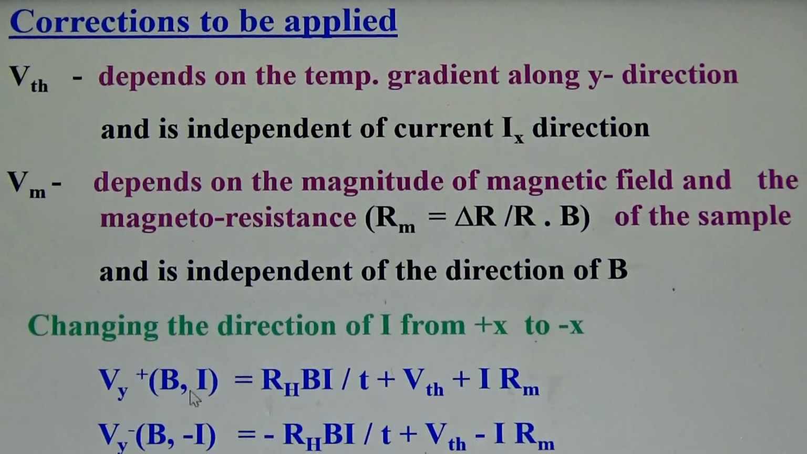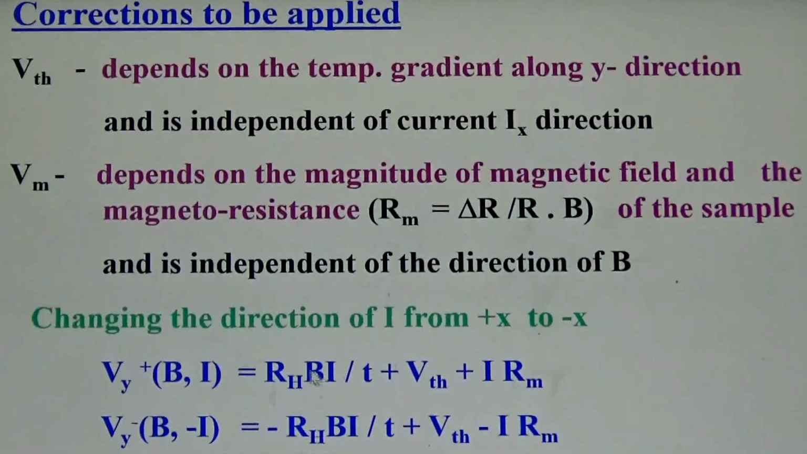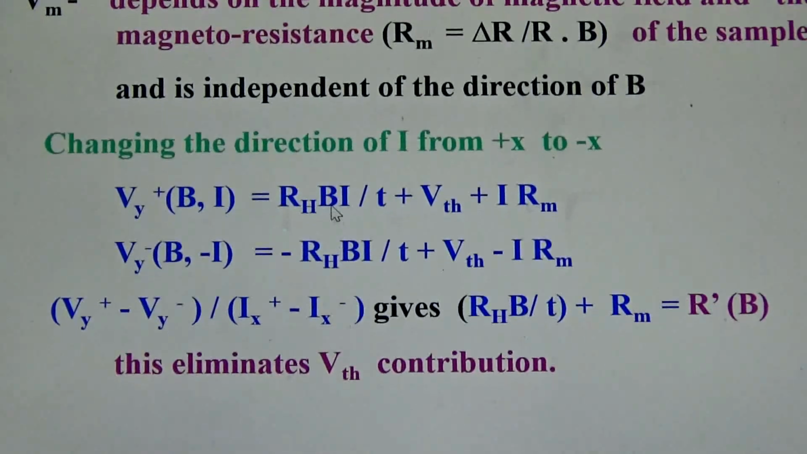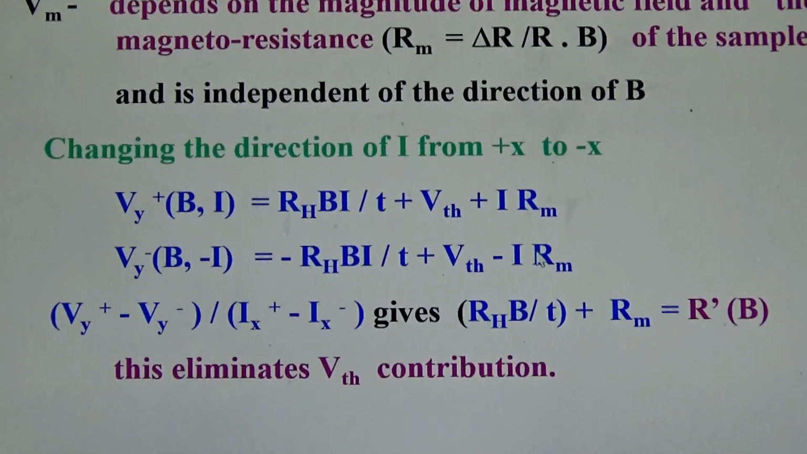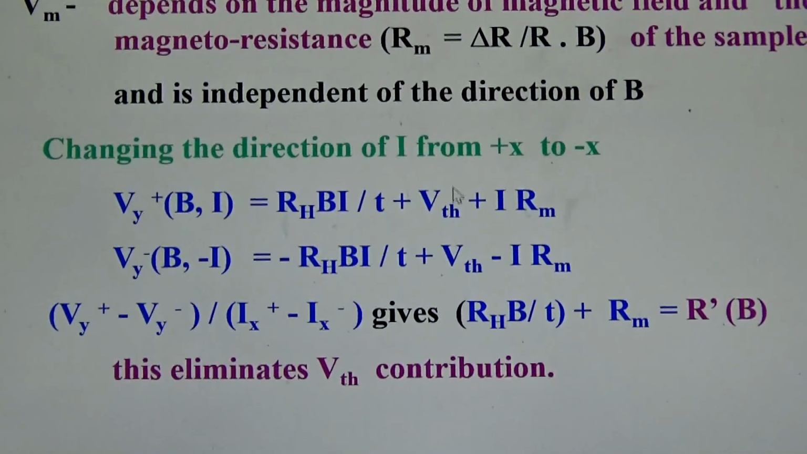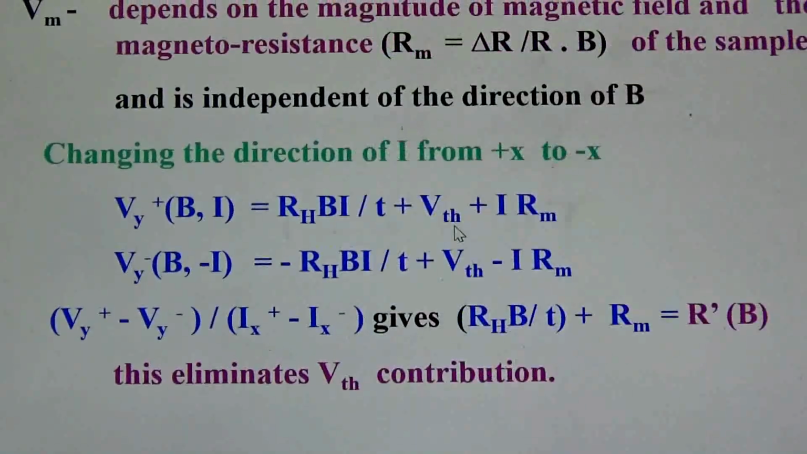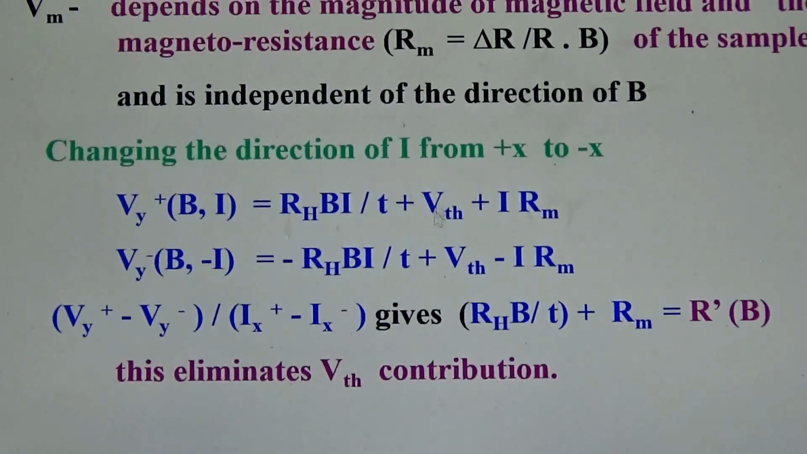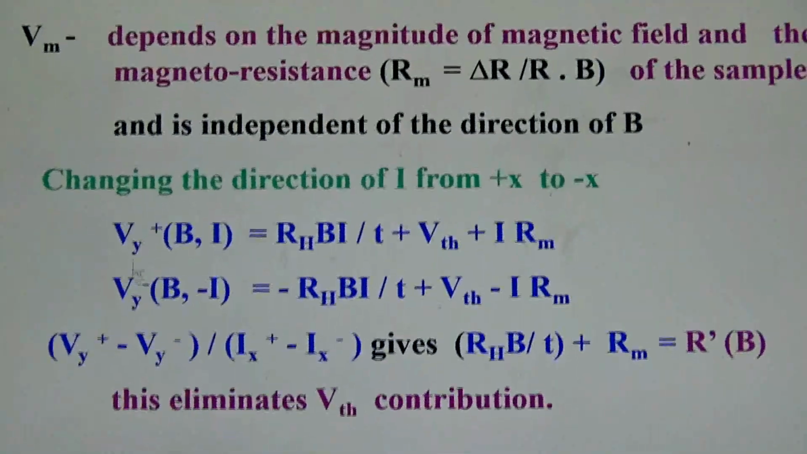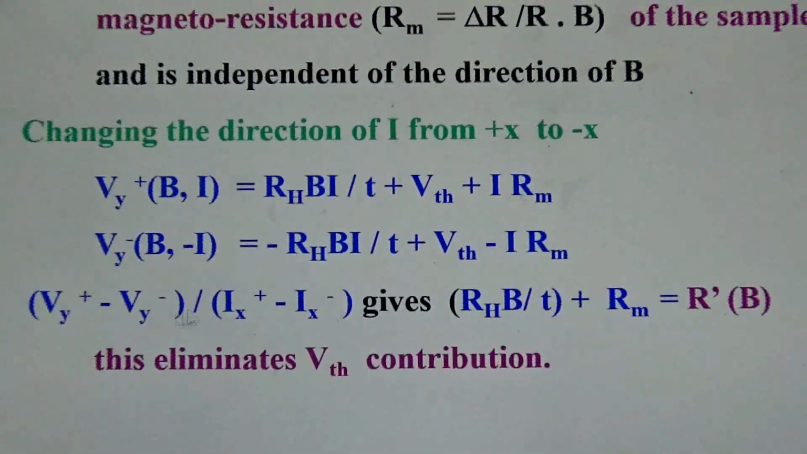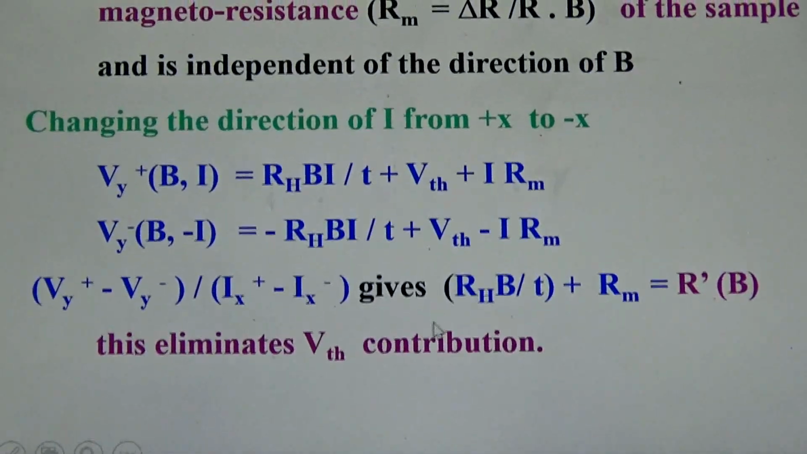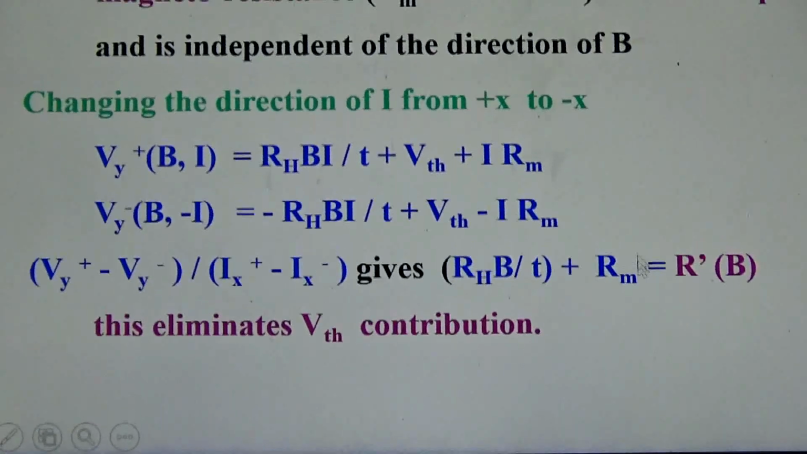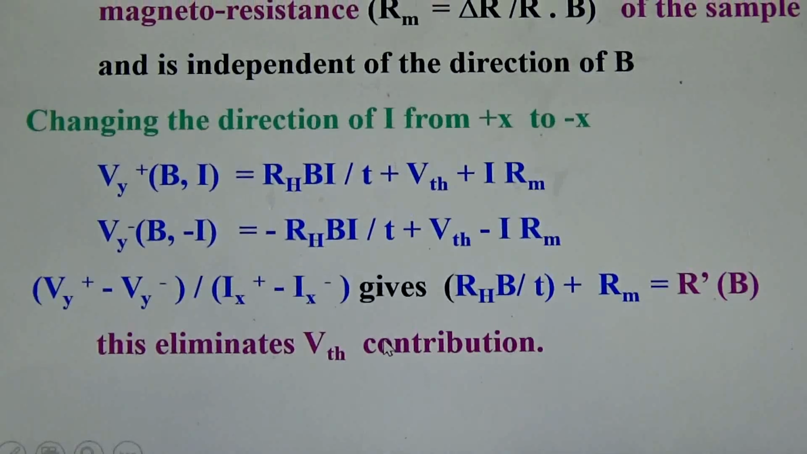So when you change the direction of the current from plus I to minus I, you see that the Hall voltage is also changing sign, and the magnetoresistance contribution is also changing sign. But the thermo EMF contribution, which is independent of the direction in which the current is flowing, will remain the same. So if you now subtract these two, you can get rid of the thermo EMF. So basically what you do is Vy at plus I minus Vy at minus I. If you do, then you only get a Hall voltage plus the contribution due to the magnetoresistance. So this eliminates the thermo EMF contribution.